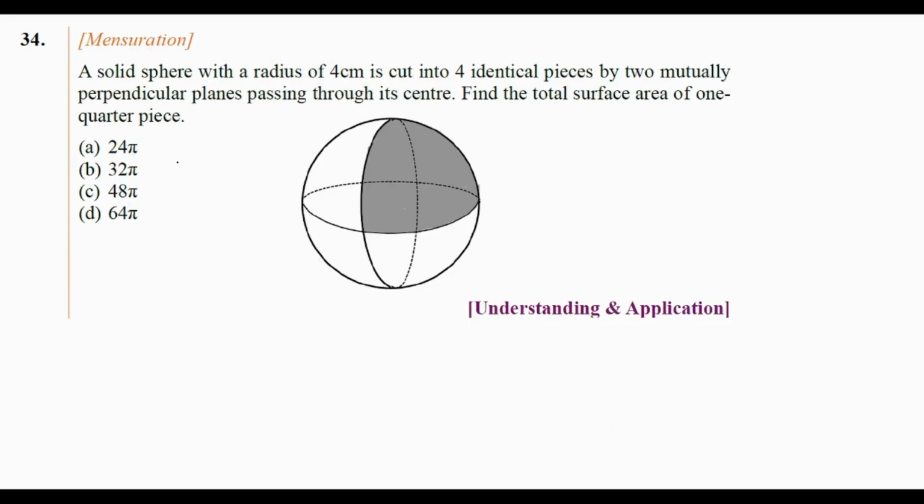Now the next question is question number 34. They have given you a solid sphere. The radius of the solid sphere is 4 centimeter. It has been cut into 4 identical pieces by 2 mutually perpendicular planes passing through its center. Find the total surface area of a 1/4 piece. See, children, it is 1/4 of the piece. Now the surface area of the sphere is 4 pi r square.